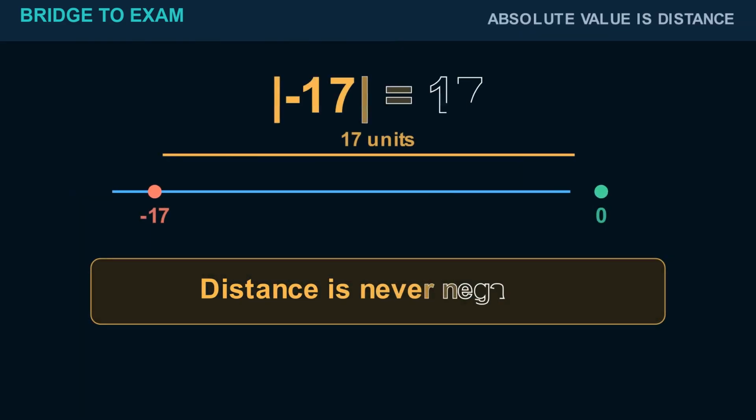Absolute value answers a distance question. The absolute value of -17 is 17 because -17 is 17 units from 0. Distance cannot be negative. Absolute value does not simply erase a minus sign in every problem. Use it only when the notation or context asks for distance or magnitude.